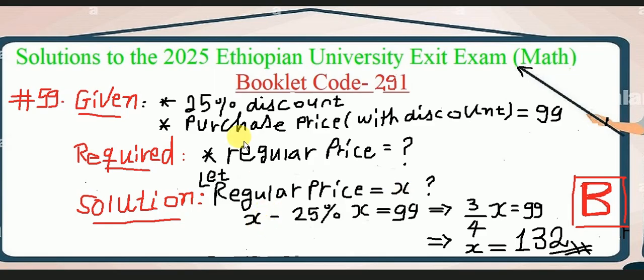X, and 25% discount means if the regular price was X, the selling price should be X minus 25% of X. Because the regular price was X, the discount is 25% of X. The value after the discount is subtracted is 99, which is the price it was purchased at. So now we can find X. X minus 25%, which is 1/4, gives 3/4 X equals 99. When solved, X is 132. So the answer is B.